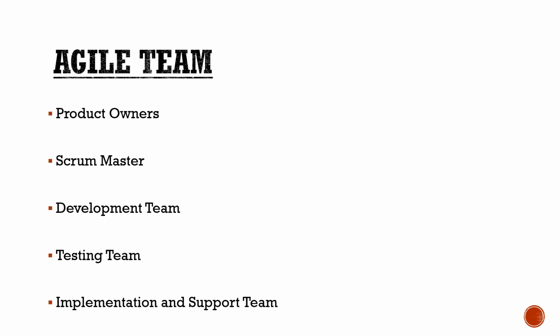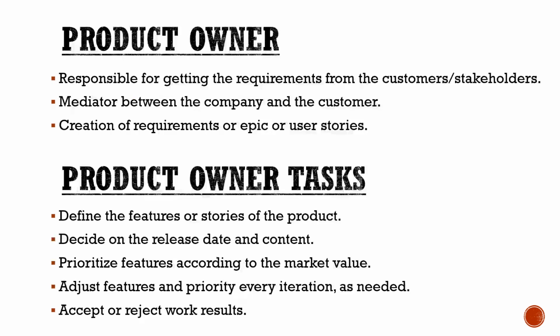So this complete set of teams is part of the agile team. Now we will see the roles of a product owner. The product owner is responsible for getting the requirements from the customer or stakeholders, and is a mediator between the company and the customer, and he creates the requirements, epics and user stories.